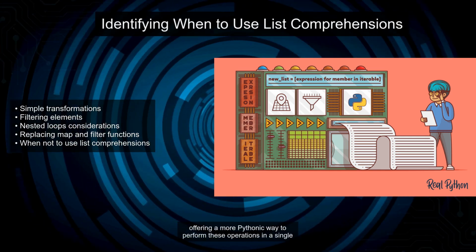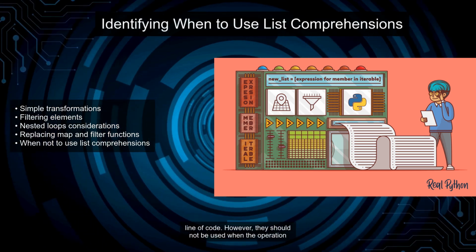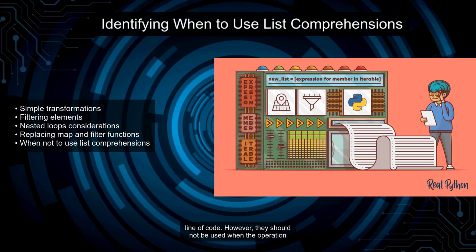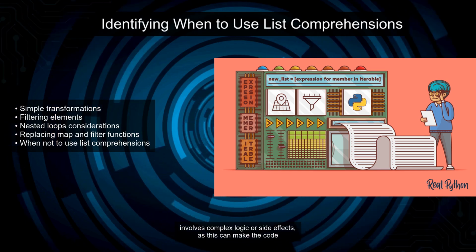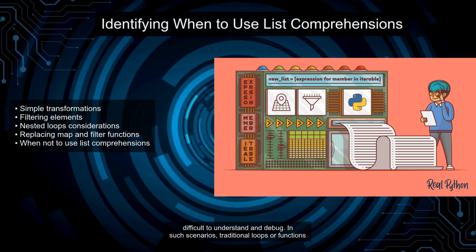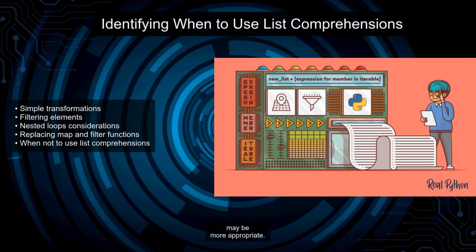List comprehensions can also replace map and filter functions, offering a more Pythonic way to perform these operations in a single line of code. However, they should not be used when the operation involves complex logic or side effects, as this can make the code difficult to understand and debug. In such scenarios, traditional loops or functions may be more appropriate.